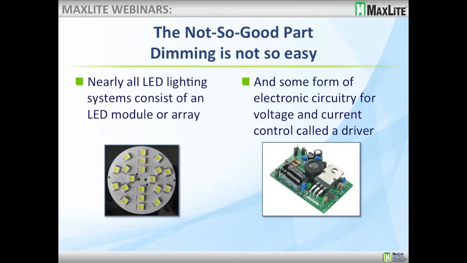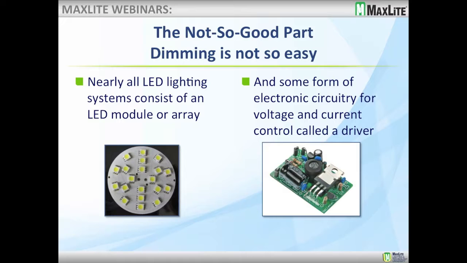Here's the hard part though. When you get into dimming, things get dicey. And it's not because LEDs aren't dimmable. Every LED pretty much is dimmable. It's because of the circuitry that we use to control the LEDs that's up front of the dimmer.